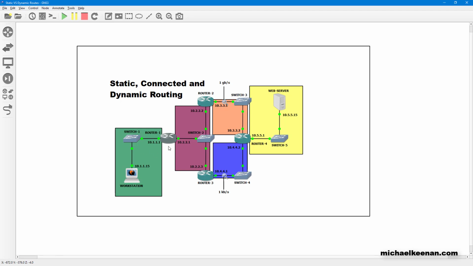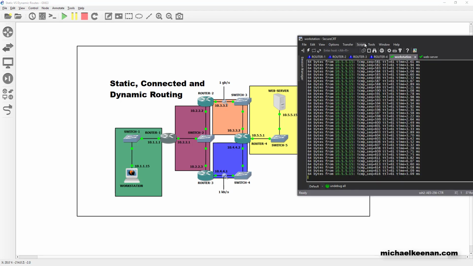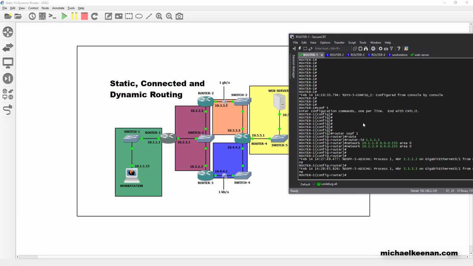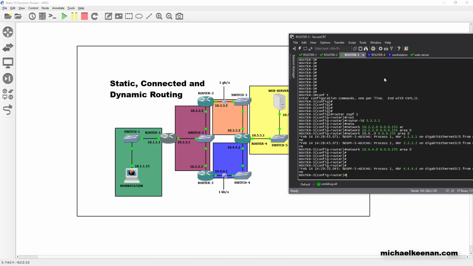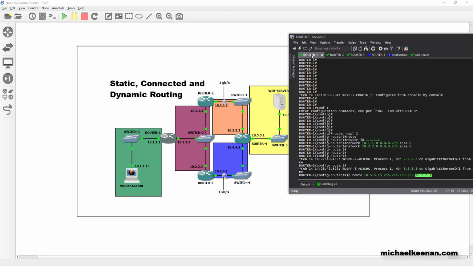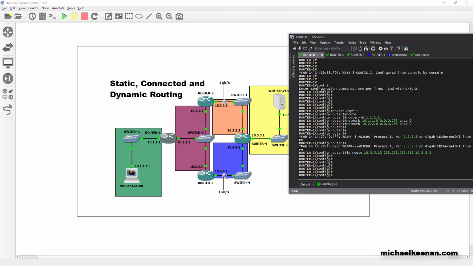Well, let's see. If we came here to router 1 and we said we want to route for that host address, this is a subnet mask now. We're saying for this 32-bit address, 10.5.5.15, we're telling it go to 10.2.2.3. So we're telling router 1, if it's for that address, send it here to router 3. Well, let's hit enter and tell it that.